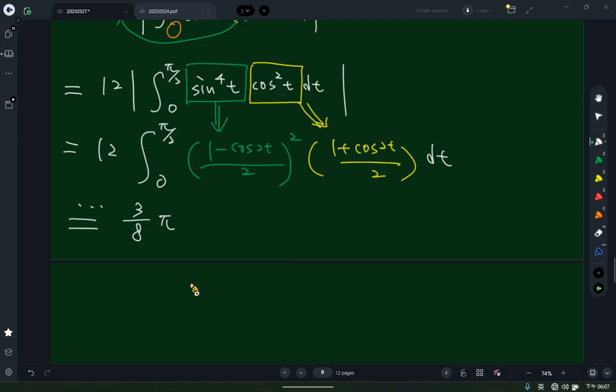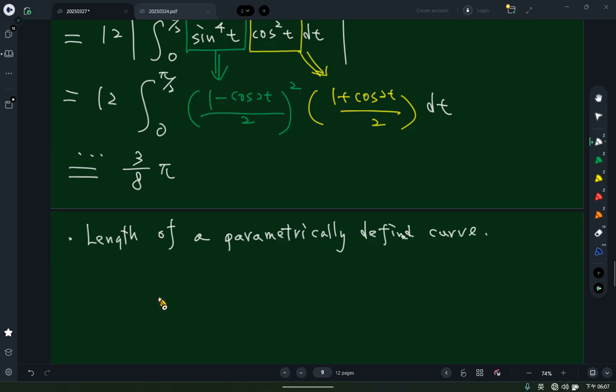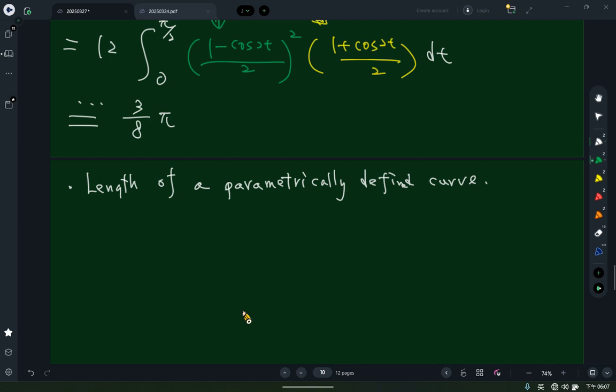Okay. So then I will move to another topic about arc length. But this time, we just focus on parametric curves. So the only difference is this time we just focus on parametrically defined curves. Actually, it's just about a parametric curve.